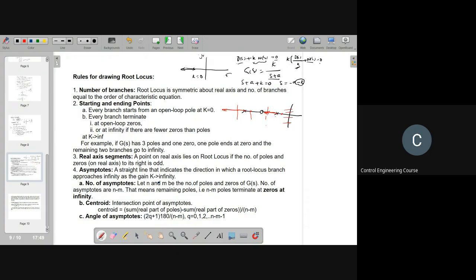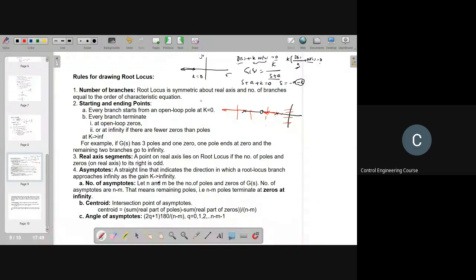I will show you in examples how to draw these things. But you should remember these points for drawing the plot. Each and every point should be looked at. The next point is asymptotes.